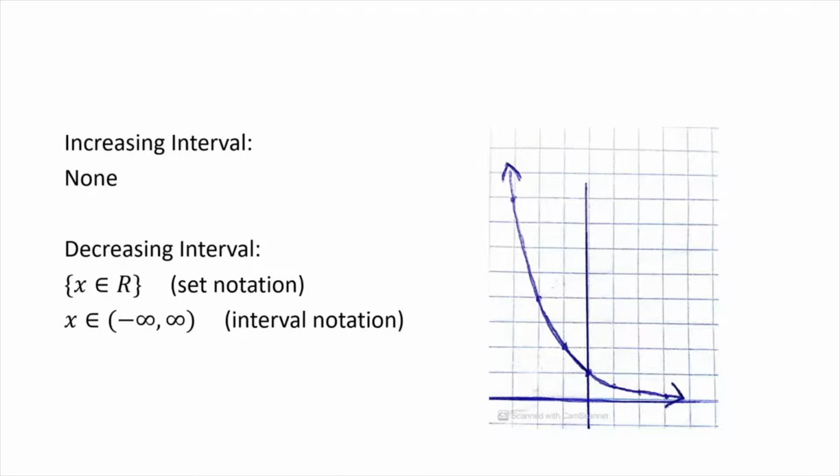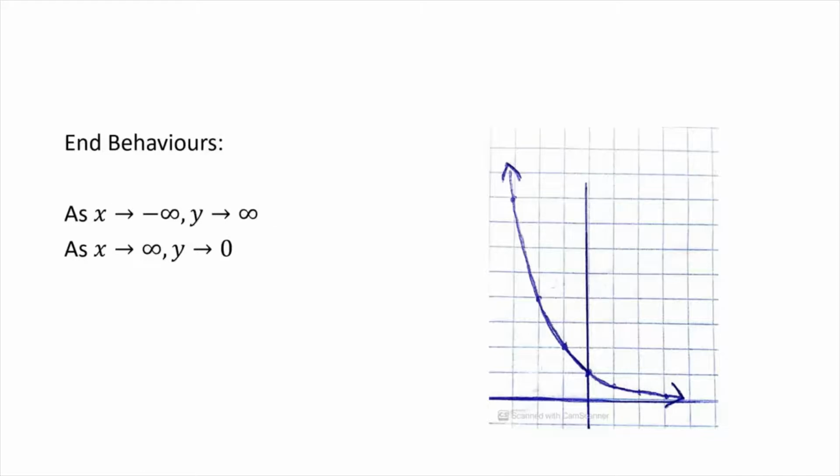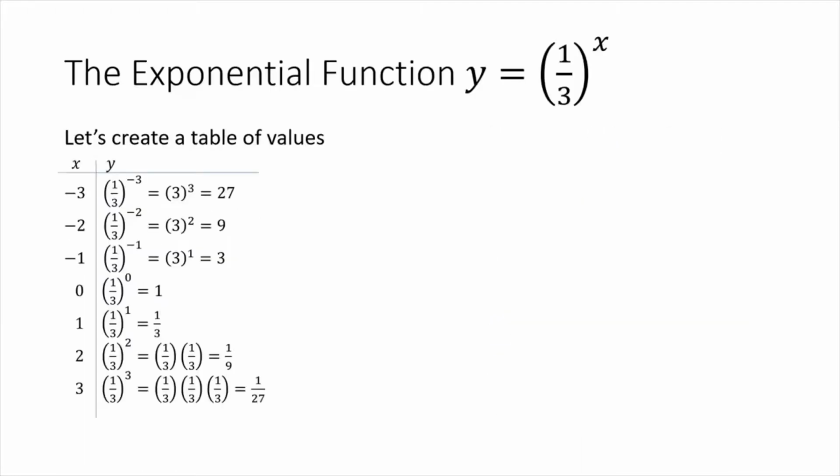Now here's where it gets a little different. There's no increasing interval like there was for the other 2 exponential functions. Rather, it's all decreasing. As we take a minuscule step to the right, we'll be going down at all times. So the interval notation description of the decreasing interval is x element of negative infinity to infinity. The function's neither even nor odd. As x goes to negative infinity, y shoots up to positive infinity, and as x goes to infinity, y shoots to 0.